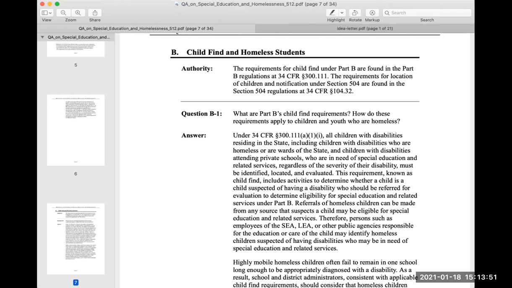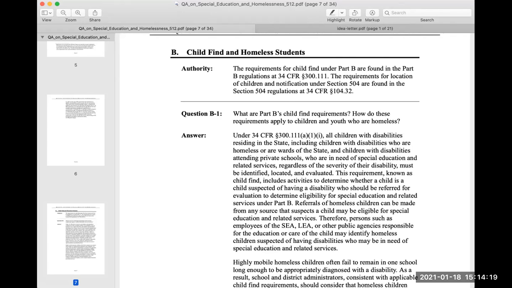Under 34 CFR paragraph 300.111(a)(1)(i), all children with disabilities residing in the state, including children with disabilities who are homeless or are wards of the state, and children with disabilities attending private schools who are in need of special education and related services, regardless of the severity of their disability, must be identified, located, and evaluated.